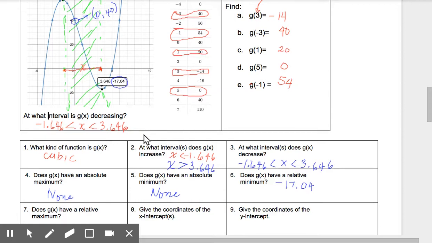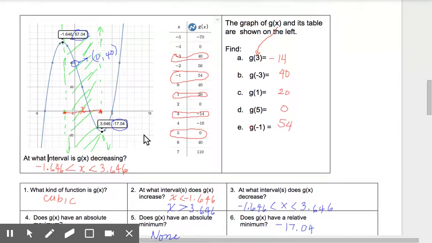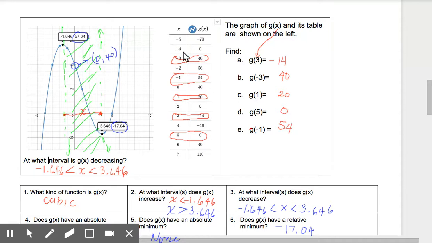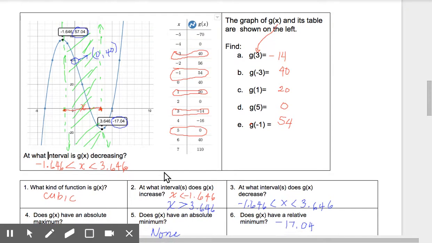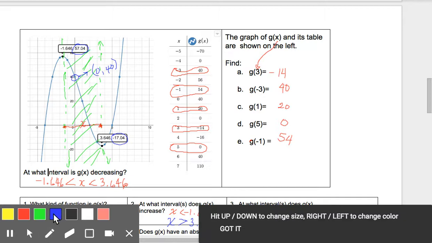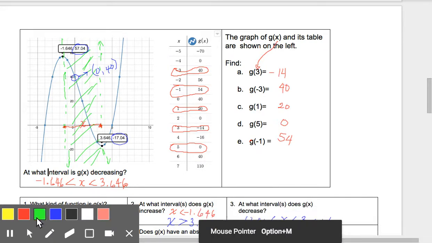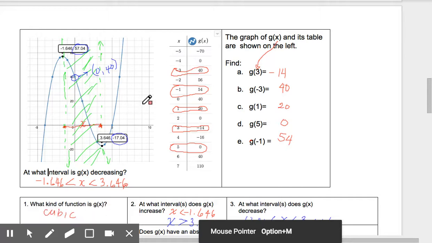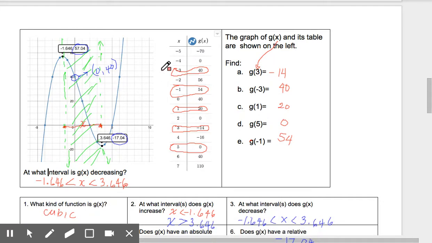So the question is, what is the average rate of change? So how did g of x change from negative 4 to negative 1? So how did the graph change from here to here? So from negative 4 it is 0, and then at negative 1, the value of y is 54.